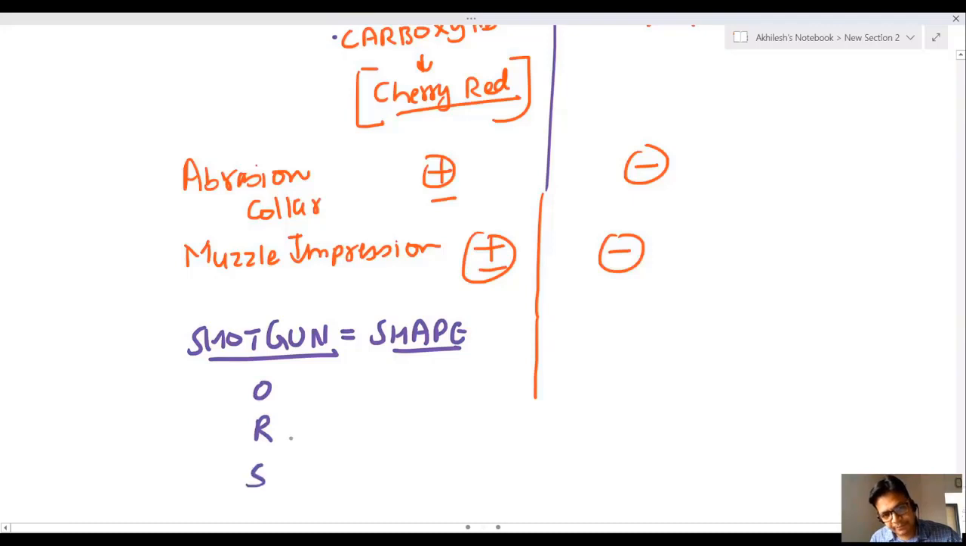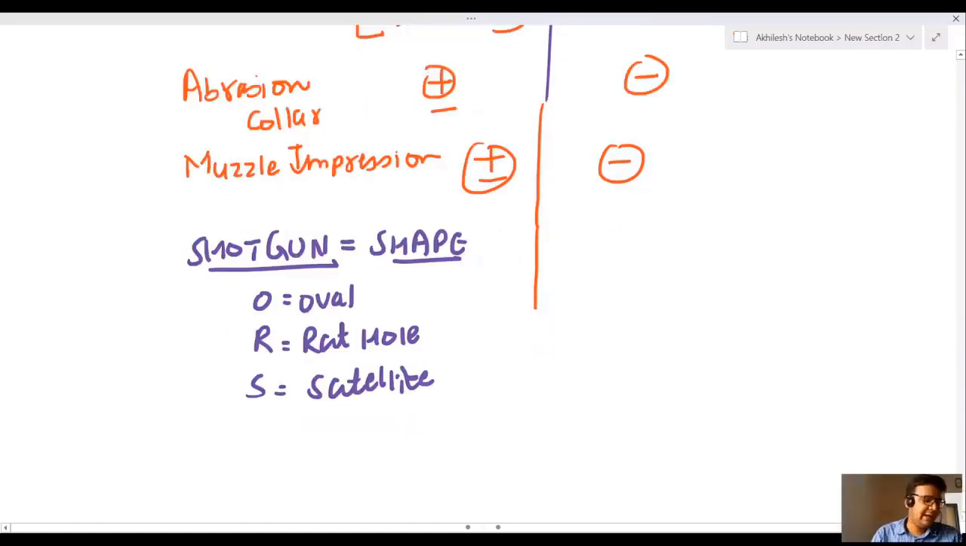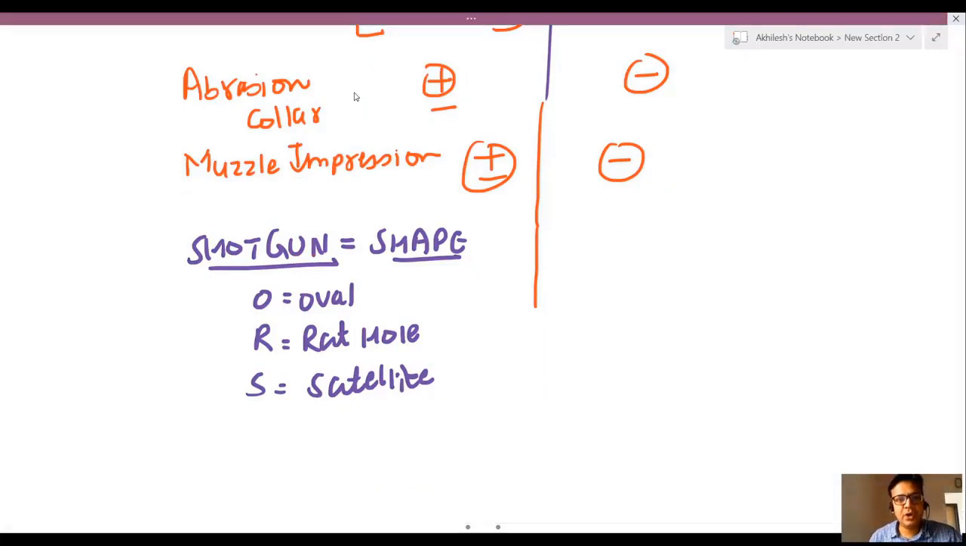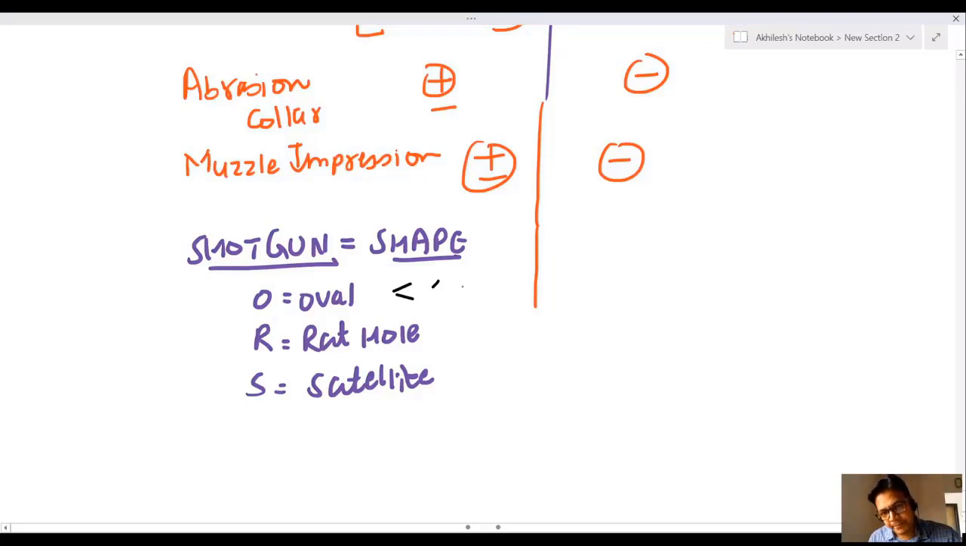This is ORS. What is ORS? Oval shape, rat hole shape, and satellite shape. Oval shape is seen when the shotgun is less than 1 meter. Rat hole shape is seen when the shotgun is 1 to 2 meters, and satellite shape is seen when the shotgun is more than 2 meters away. These shapes are not seen in exit wound.